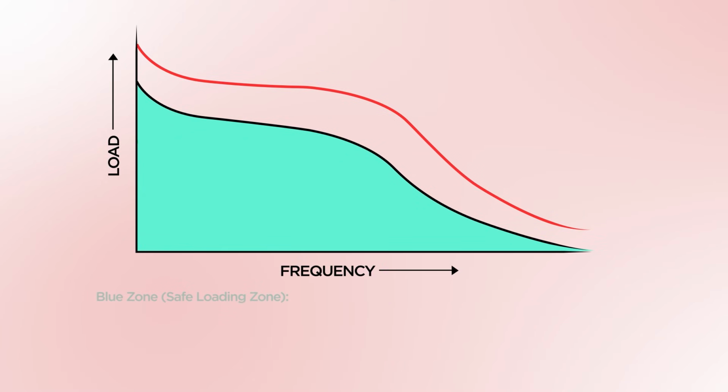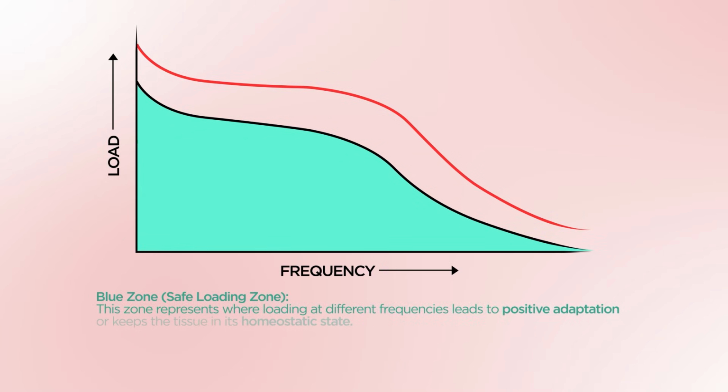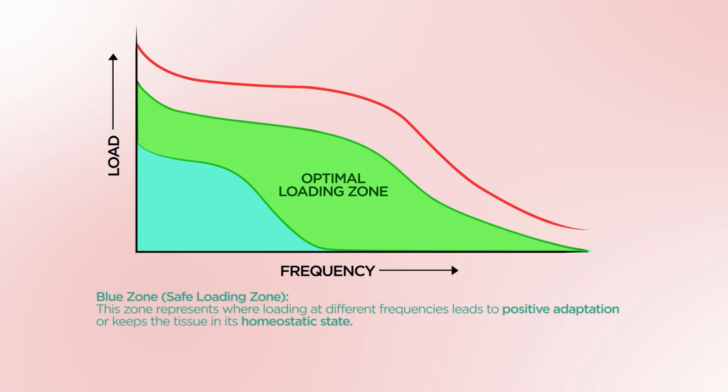The blue zone is the safe loading zone. This zone represents the area where things are safe, and loading at various frequencies will either lead to positive adaptation or keep the tissue where it's at, the homeostatic zone. And within the blue zone, you can find the right amount of loading that can help individuals progress in their ability to handle function. I like to call this zone the optimal loading zone.